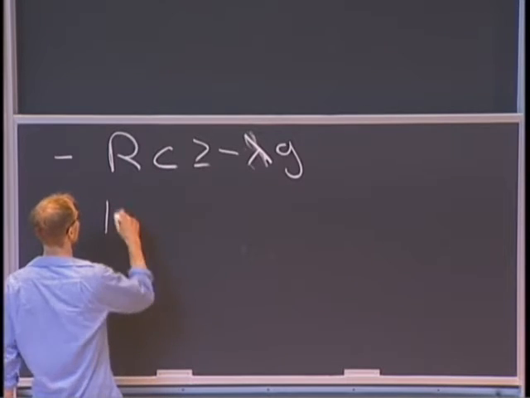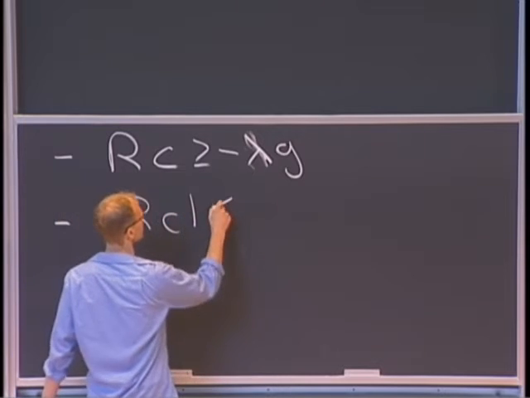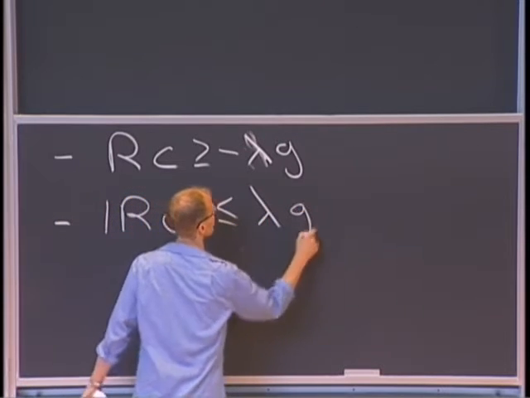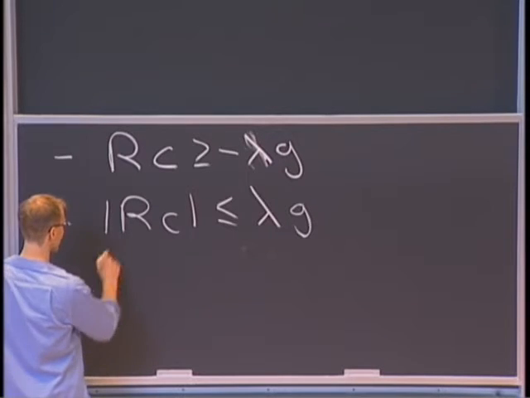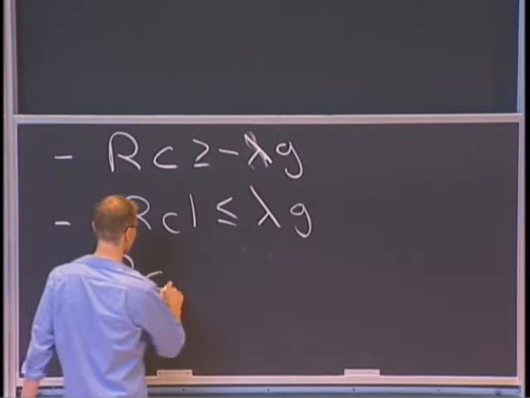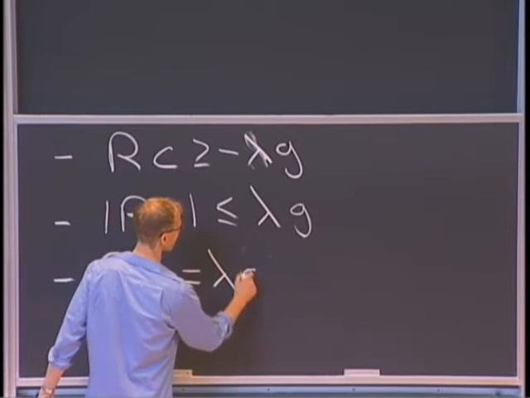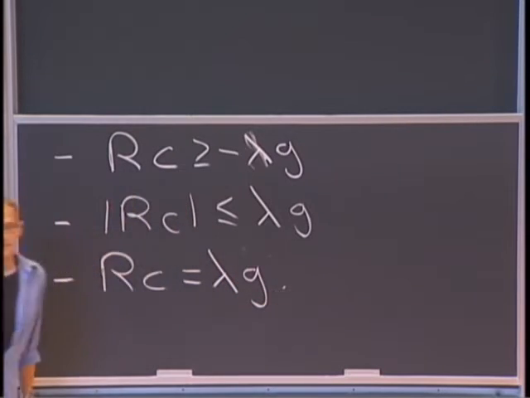We can say it has an upper bound if the whole norm of the silly thing is bounded. So the eigenvalues, say, are bounded above and below by lambda. And then, of course, the third condition is Einstein, which is simply to say that the Ricci curvature is precisely equal to a multiple of the metric.